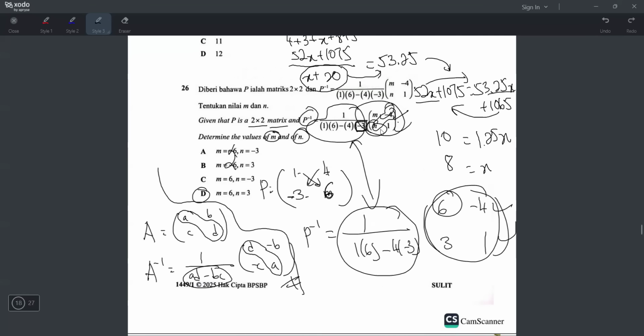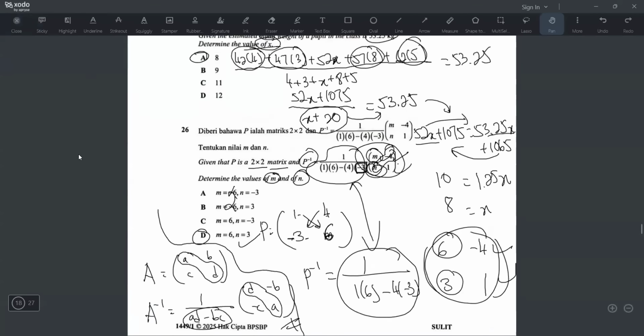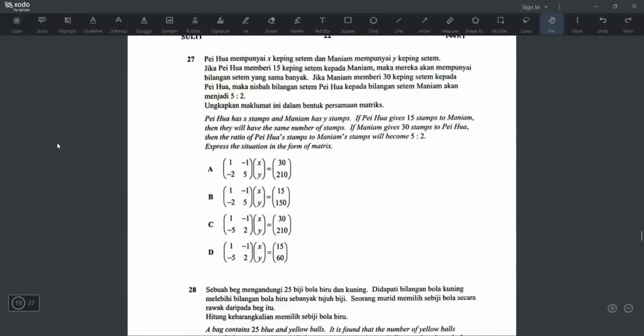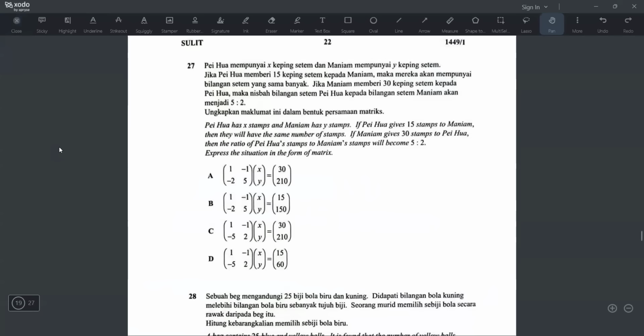So, N sama dengan 3, M sama dengan 6. So, the answer is D. Ya, sudah betul. It's just I careless. Ya, I lupa tukar tanda sini. So mistake on my part. But this is the correct answer. Okay. Alright, hope you understand. I'll continue. Okay, let's do 27.